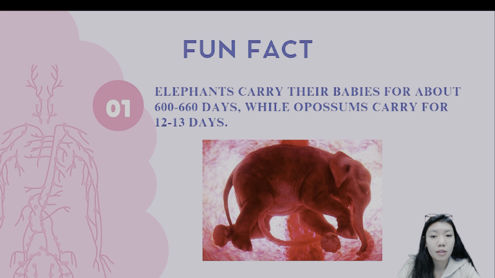So the next one is a fun fact. Elephants carry their babies for about 660 days, while opossums carry their babies for only 12 to 13 days.